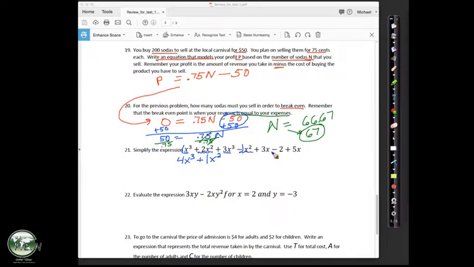What else is left? Then we've got an x, and 5x. There's a 3x and a 5x. They're both positive. 8x. Add them together. And what about that negative 2? Negative 2 can't combine with anything, so it just comes along for the ride. And that's as simplified as we can make it.